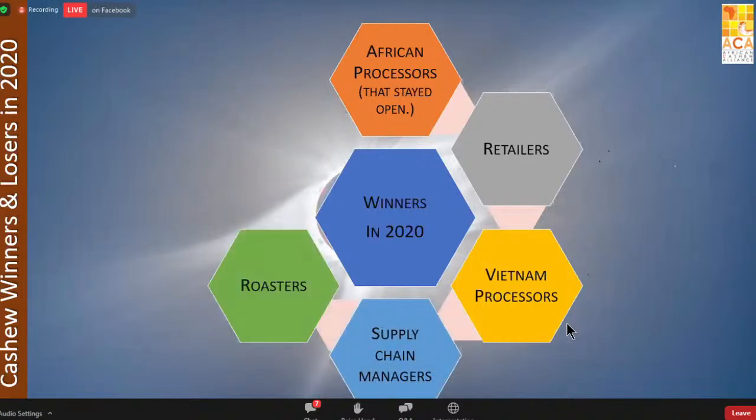Supply chain managers, roasters, importers have all done well because volumes are up, prices are down. This is a much easier situation. There is perhaps one or two caveats in there. I suspect people have had some quality difficulties this year.